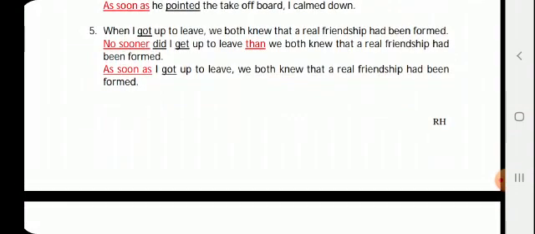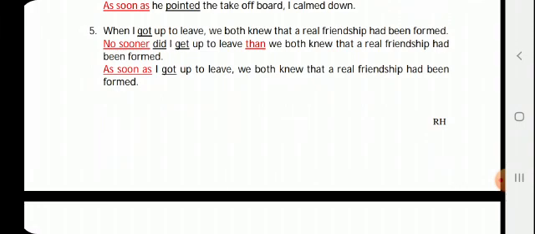When I got up to leave, comma, we both knew that a real friendship had been formed. Now here got is in the past tense, so we have added did and got became get. So, no sooner did I get up to leave, then is the compulsory word, and then the next action, we both knew that the real friendship had been formed.